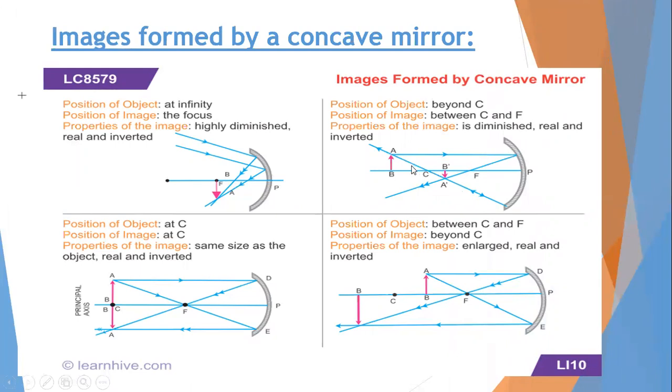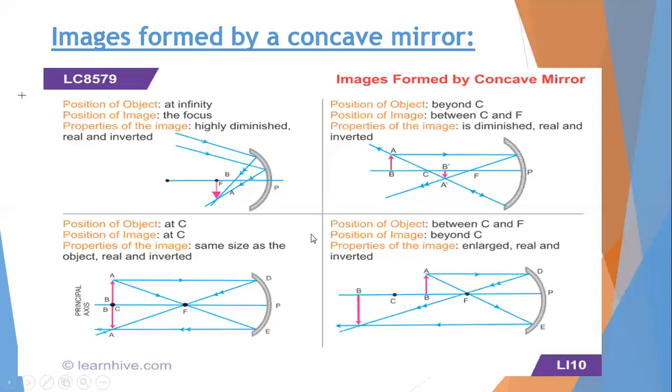Another ray which passes through the center of curvature, according to the rule, goes back in the same direction, and where these two rays intersect each other, an image is formed. The size of the image is diminished, or smaller than the object, and the nature of the image is real and inverted. The position of the image is between C and F.